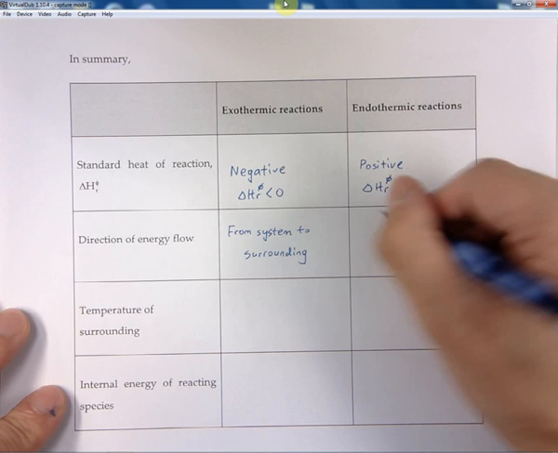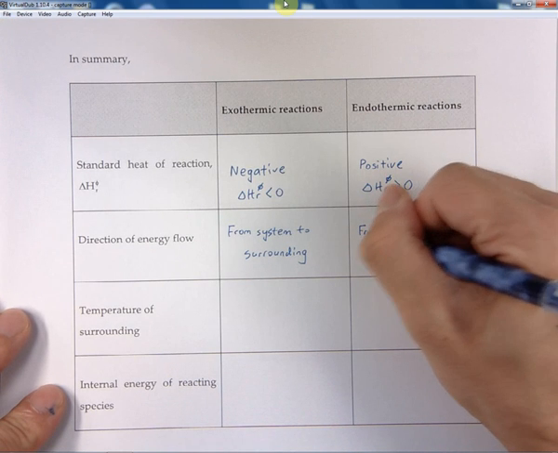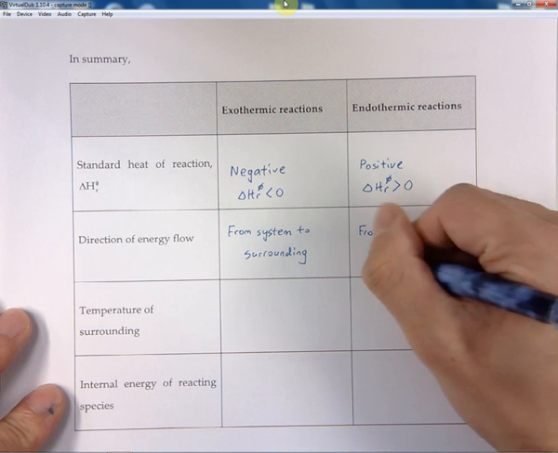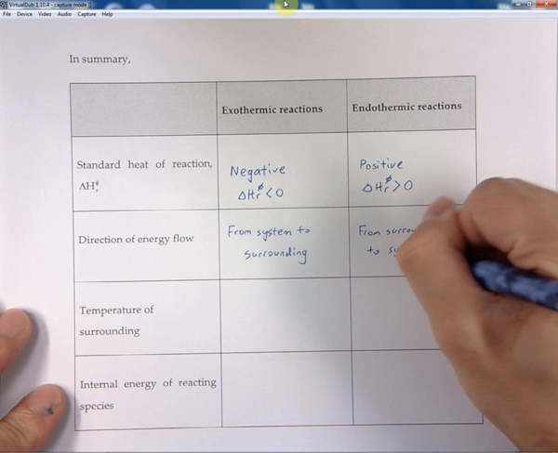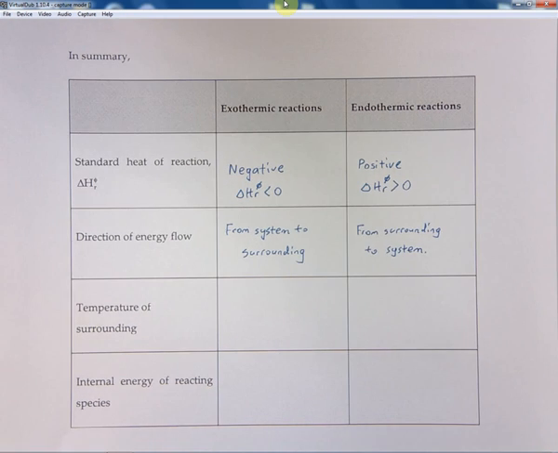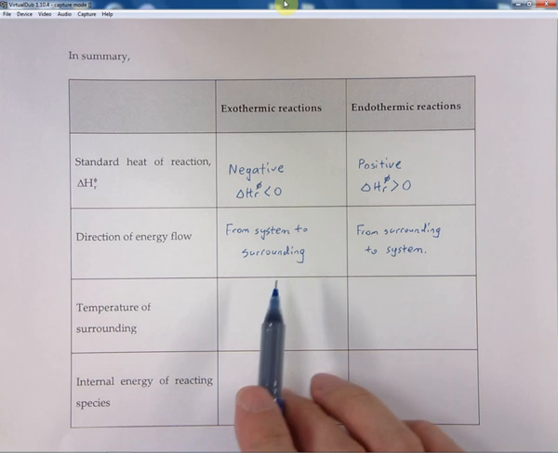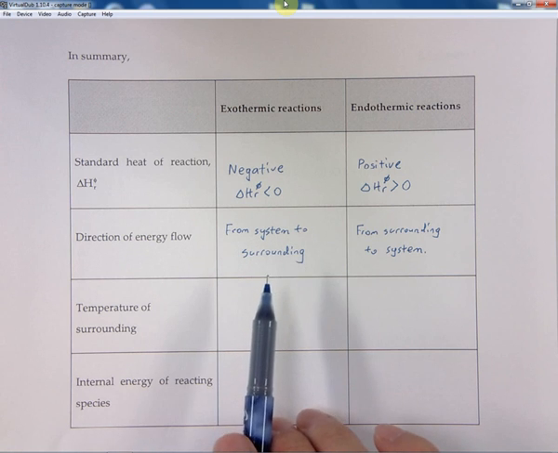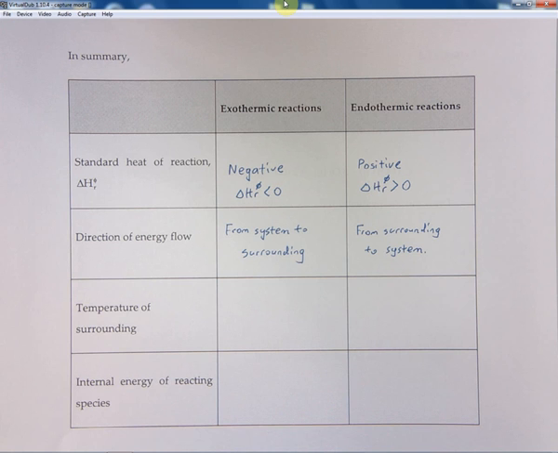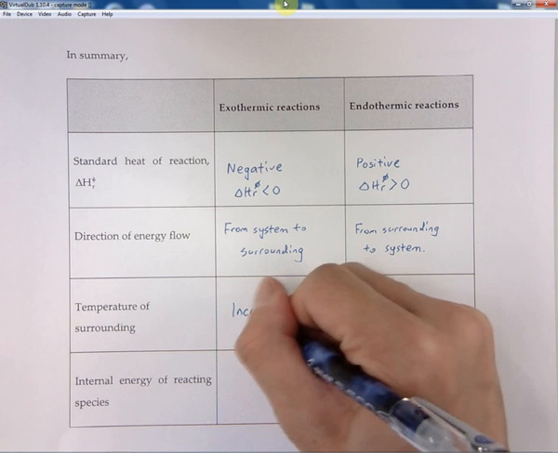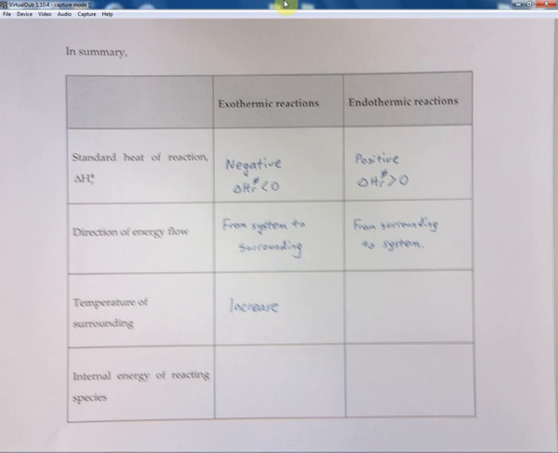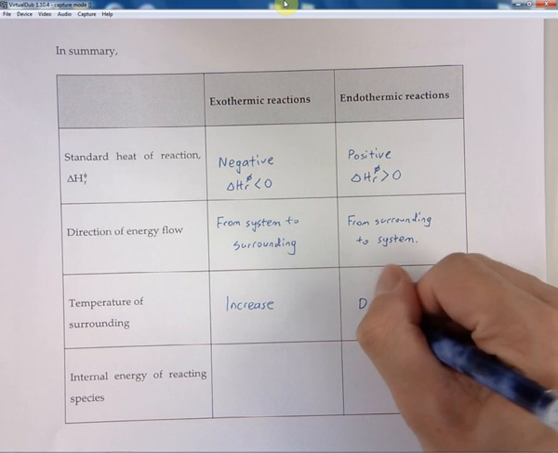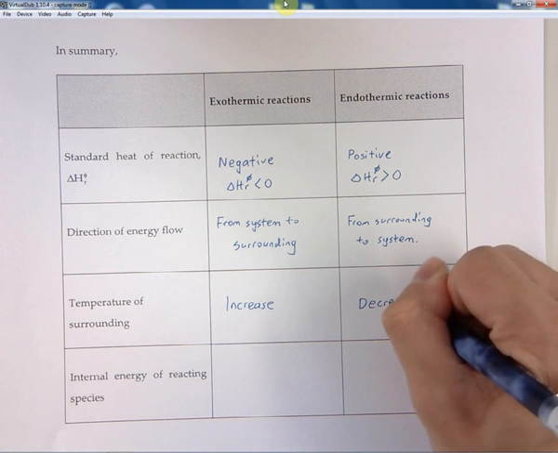So an endothermic reaction is the direct opposite, from surrounding to system. So since for an exothermic reaction, the energy flows from the system to the surrounding, the temperature of the surrounding will increase because there's a net increase in the surrounding energy, so that converts into temperature. For endothermic, it will be decreased.